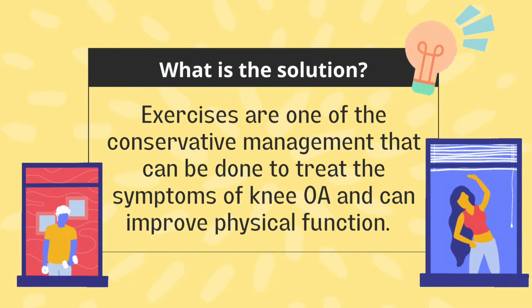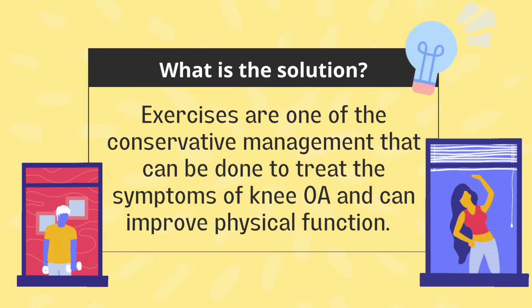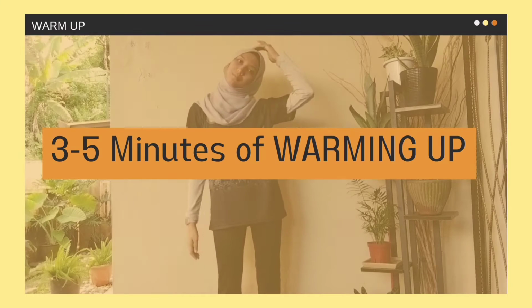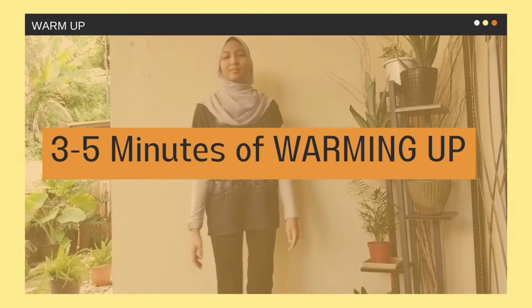Exercises are one of the conservative management that can be done to treat the symptoms of knee osteoarthritis and can improve physical function. We prescribe an exercise program of 3 times per week by combining 4 types of exercise, which are aerobic exercise, stretching exercise, strengthening exercise, and balance training within 12 weeks. Firstly, we will start a 3 to 5 minutes of warm-up session before we start our exercise program.